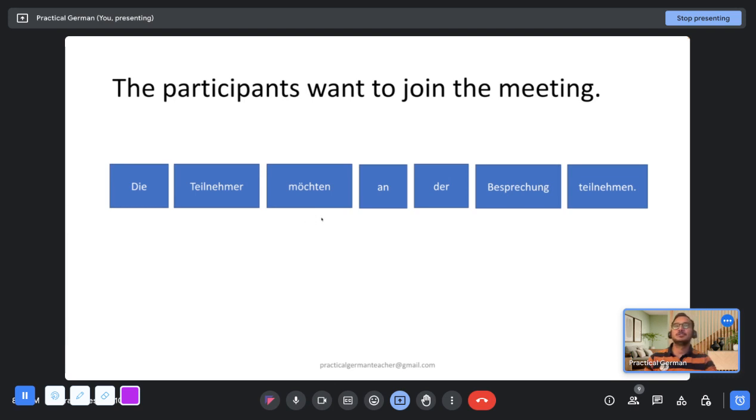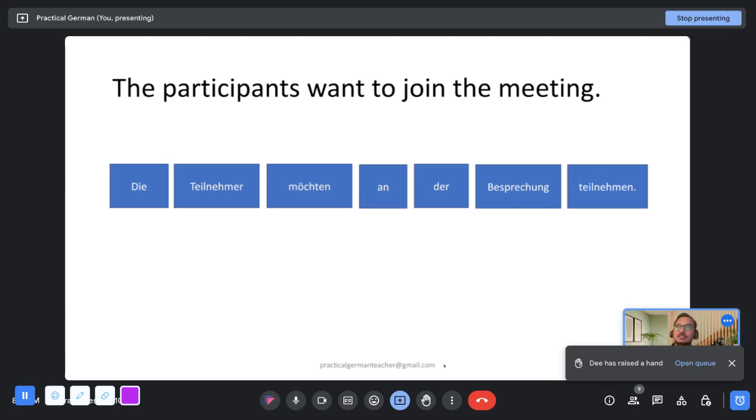I should not have used this example, but here, to say to join or to take part in something, you have to use the verb teilnehmen. So the Teilnehmer möchten teilnehmen. The participants want to take part or want to join. Now, join what or take part in what? You have to use the preposition an. Again, this is like B1 level, but at least you should know the verb teilnehmen.